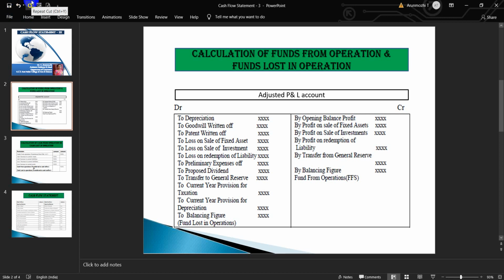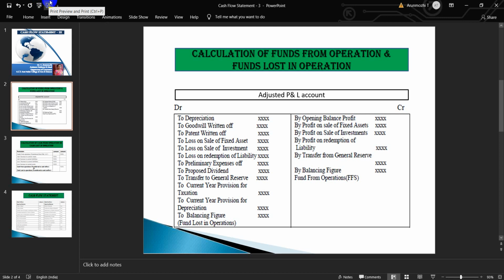We add, on the debit side, depreciation, goodwill written off, patent written off, loss on sale of fixed asset, loss on sale of investment, loss on redemption of liability, preliminary expenses, the proposed dividend, transfer to general reserve, the current year provision of taxation, current year provision for depreciation, and the balancing figure.